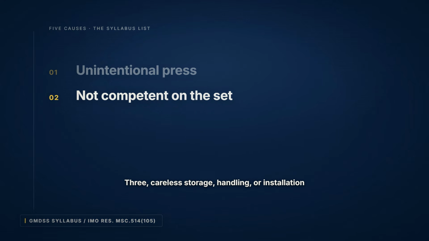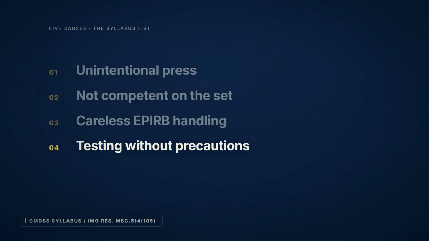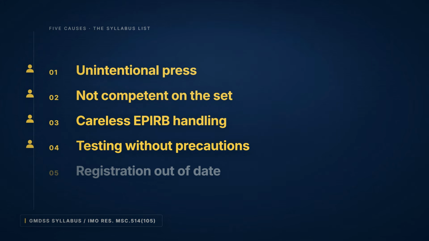3, careless storage, handling, or installation of an EPIRB. 4, testing or drills done without proper precautions. 5, registration that's wrong or out of date. Notice the pattern. Only the last one is paperwork. The rest are people, which means prevention is mostly in your hands.